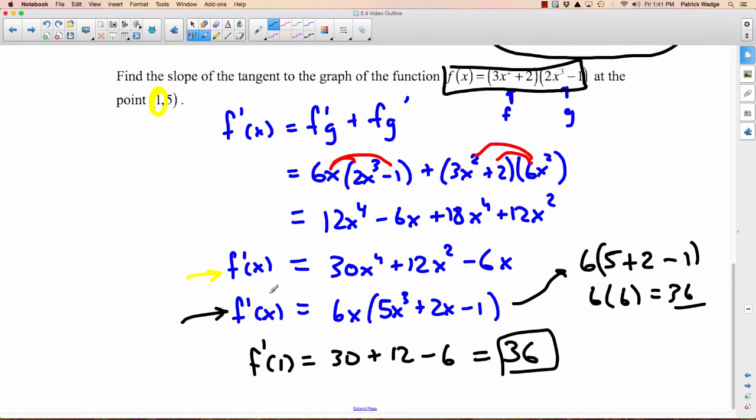All right? There you go, everybody. That's the product rule. We're going to use that one a lot as well. Next day, the quotient rule, then the chain rule. You master those ones, this course is going to be a lot easier for you.